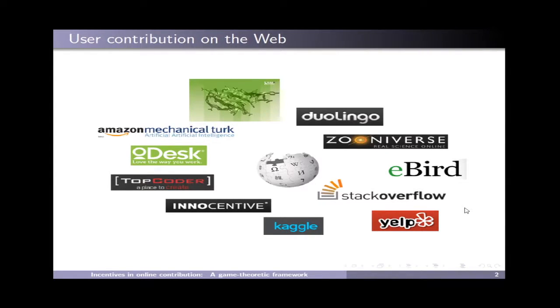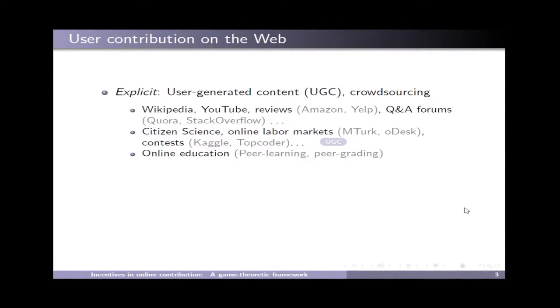Users contribute on the web on lots and lots of sites. They contribute in citizen science projects. They contribute in crowdsourcing contests. They contribute user-generated content. If you think about it, there's really explicit contribution where users are explicitly creating something to contribute on the web: Wikipedia, YouTube, reviews, question-answer forums. Also online education, when you think about peer grading and peer learning on discussion forums, all of that is really user contribution at scale.